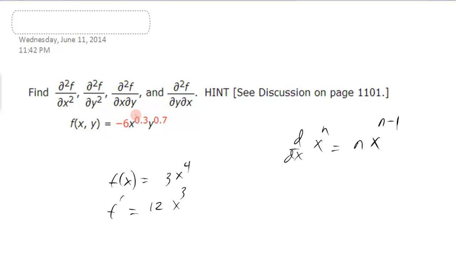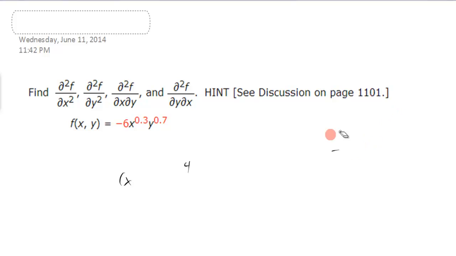This is no different. These problems are absolutely no different. So just because it's a decimal, who cares? It's still a variable to an exponent. So I'll do the first one here.